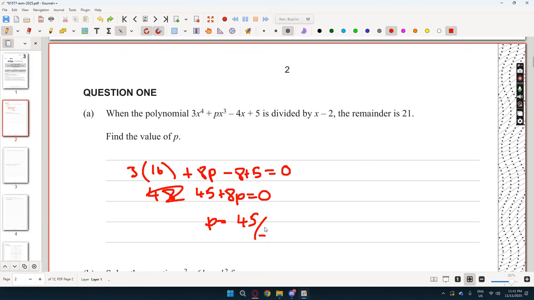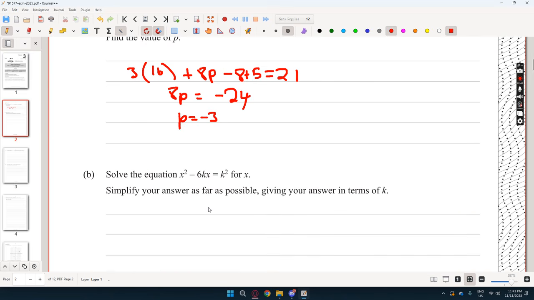Oh wait, the remainder is 21. Oh, well, that's definitely more than 5 seconds. One drink it is. Equals 21. 8p equals, okay, that's 48 minus 8, that's 45. 21 minus 45 is minus 24. So p equals minus 3.